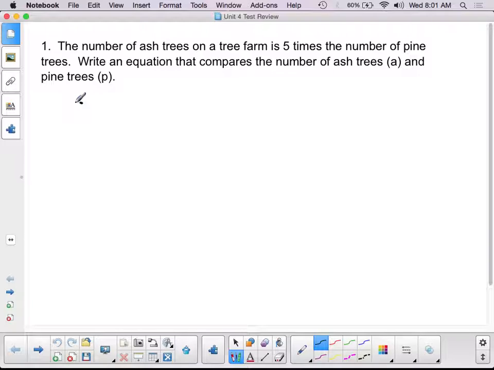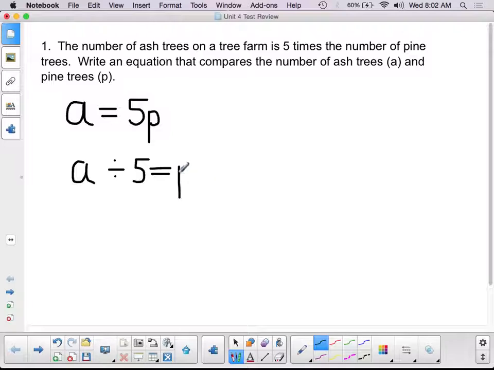So one way you could write this would be that A equals 5 times P. Or if you think of it another way, if you take the number of ash trees, since it's 5 times as many as the pine trees, if you divide that by 5, that will tell you how many pine trees there are.